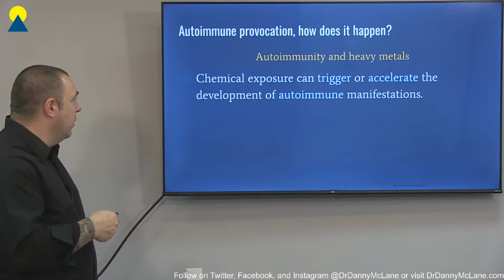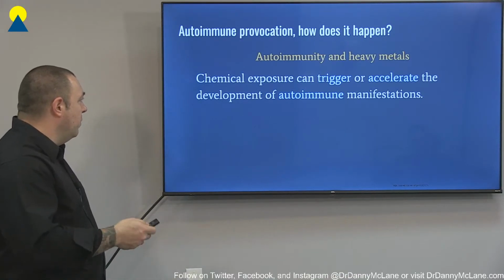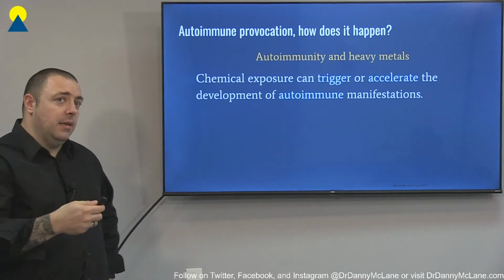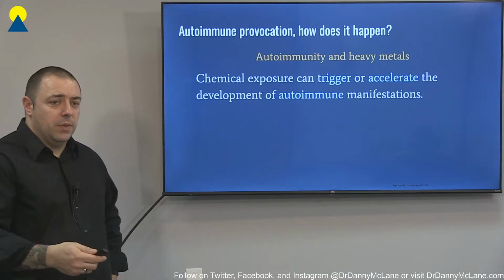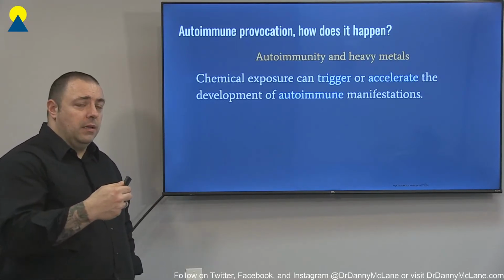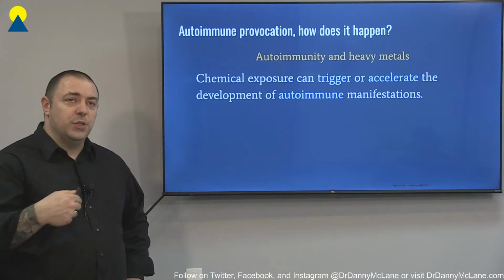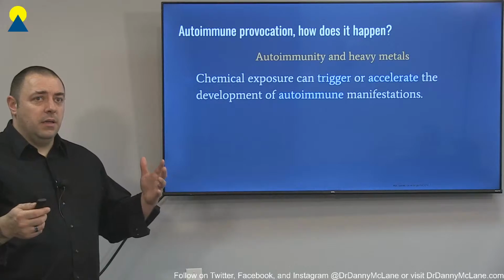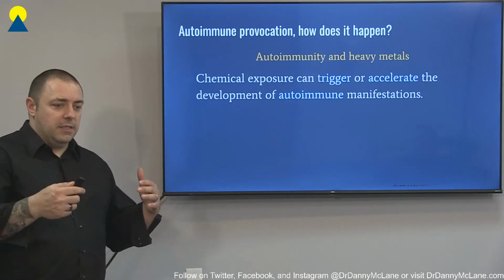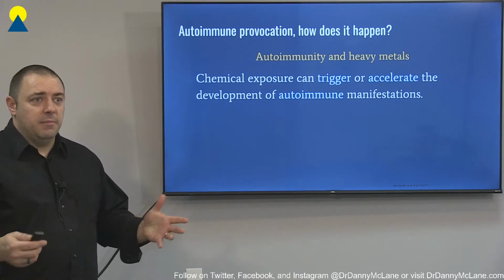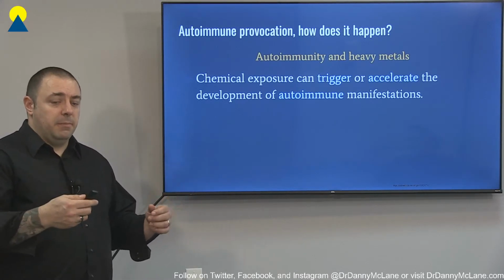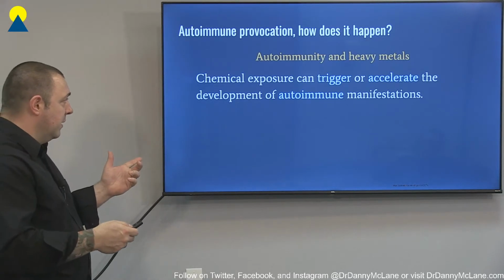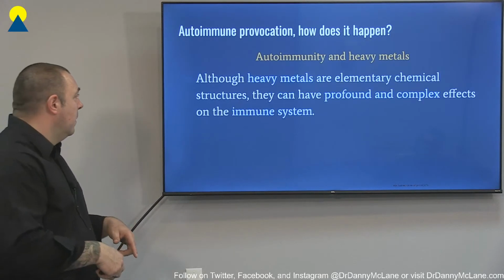Chemical exposure can trigger or accelerate development of autoimmune manifestations. Now, here's where the science gets a little blurry. If they think that some people are just naturally predisposed to it, we don't know if the chemical exposure caused it or if the person would have eventually ended up there anyway. But if you think about it, we have all these toxic environment issues. So whether it's something that's applied by science or by the environment, we could say that that person may have developed that disease anyway. But it can absolutely trigger something that wasn't there or accelerate something that is there.